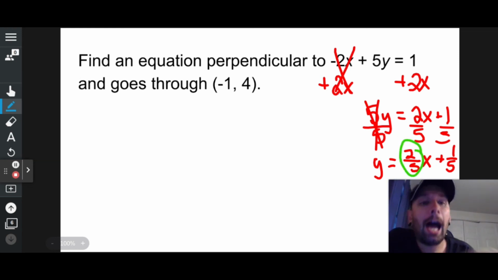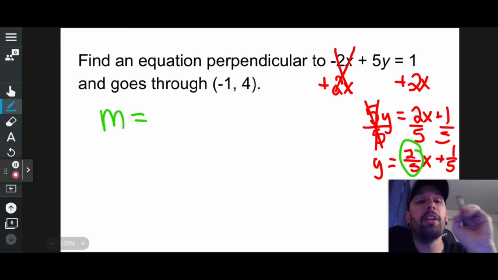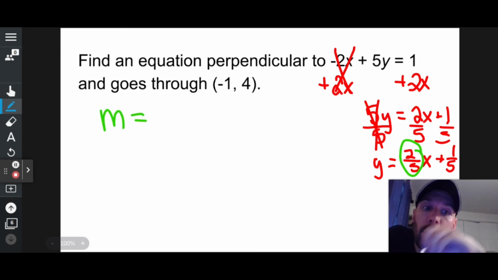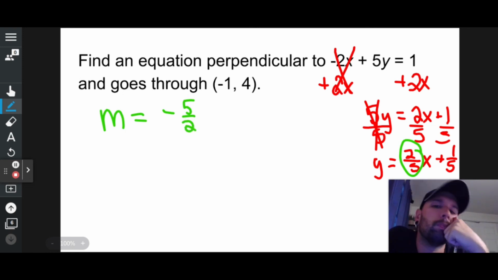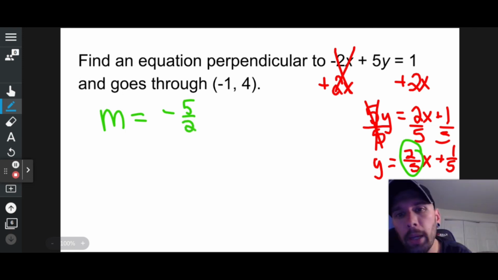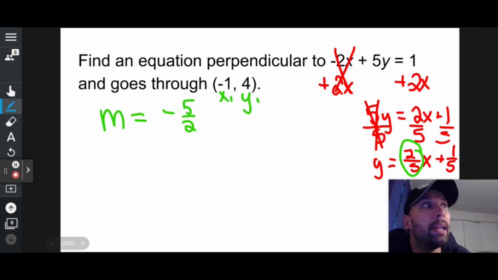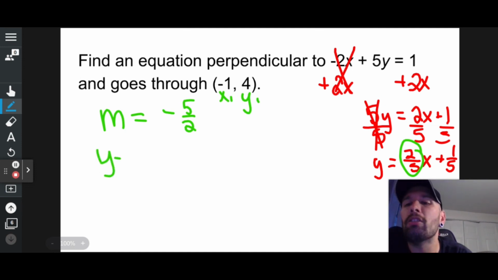2/5. However, the slope that I want has to be perpendicular to that. And perpendicular is the negative reciprocal of 2/5. What's the negative of a positive? A negative. And if I flip the 2/5, I get 5/2. So there's my slope. Oh, look, a point. So I will label that point. So if I have a slope and I have a point, guess what I have? Point slope form. So I have y minus y sub 1 equals m times the quantity x minus x sub 1.